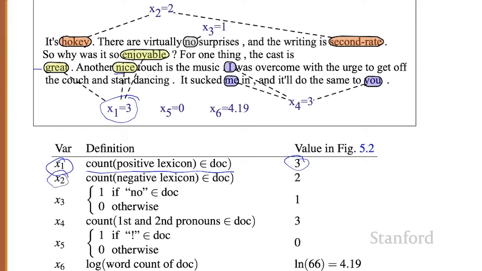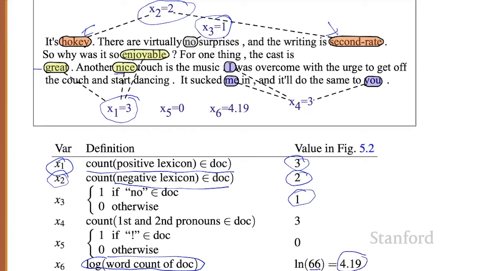How about X2, the count of negative words in the document? Well, here we have the word hokey, and we have the word second rate, so our value for the second feature is 2. And we can have other features like, does the word no occur in the document? And it does. There's the word no. We can count the number of pronouns. We could have a real valued feature like the log of the number of words in the document. There are 66 words in this document, and if we put in the natural log, we get a value for feature X6 of 4.19.